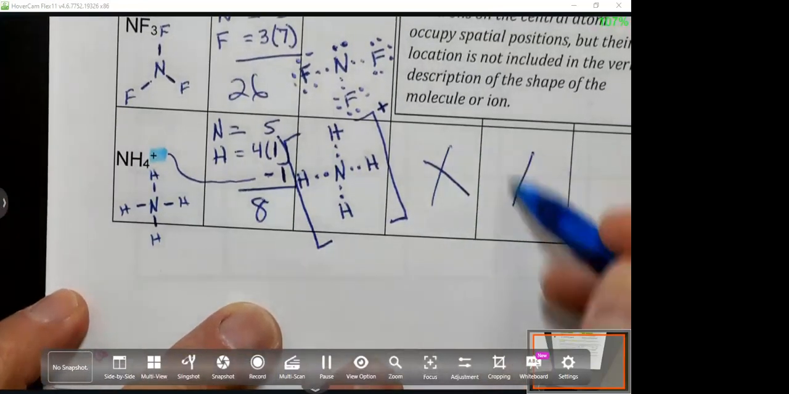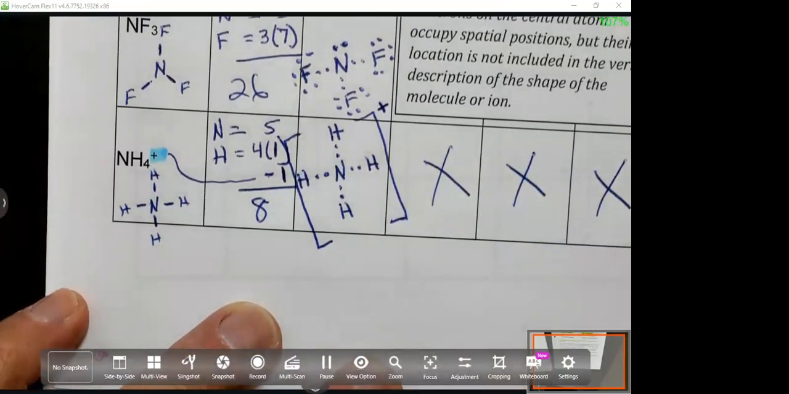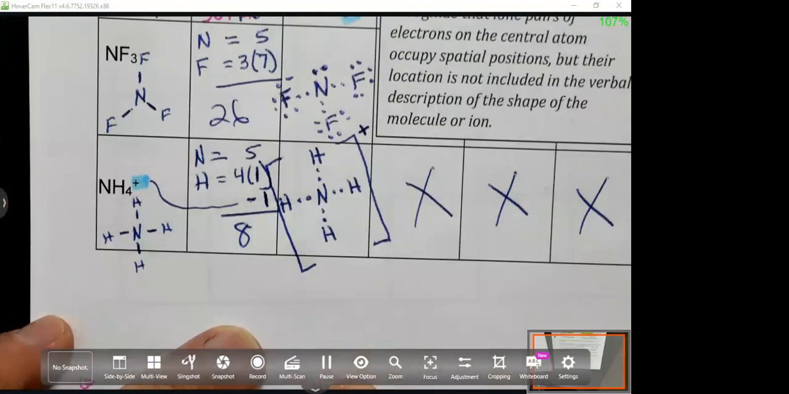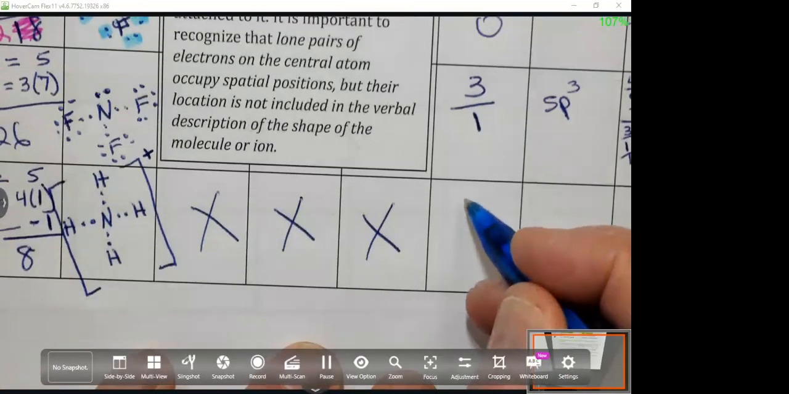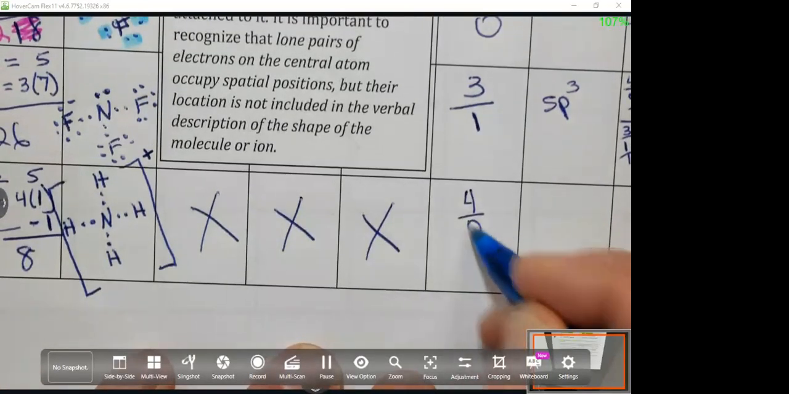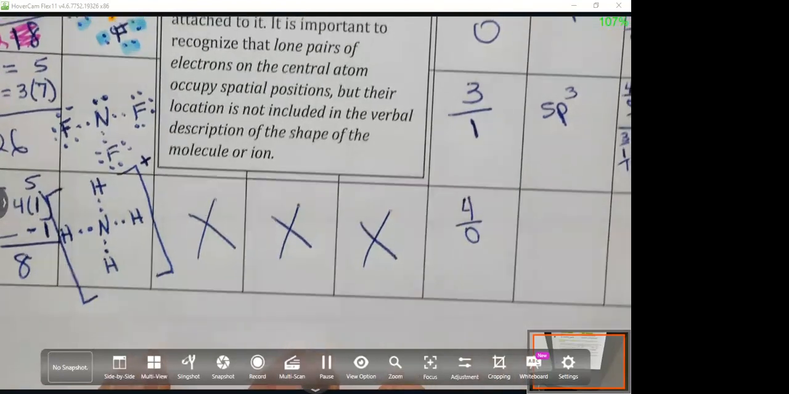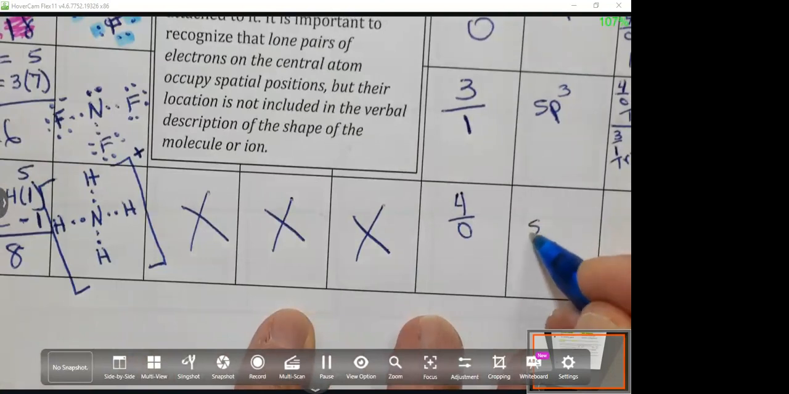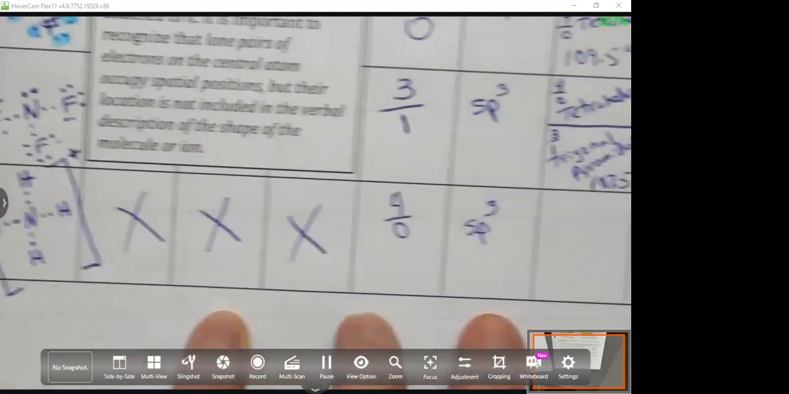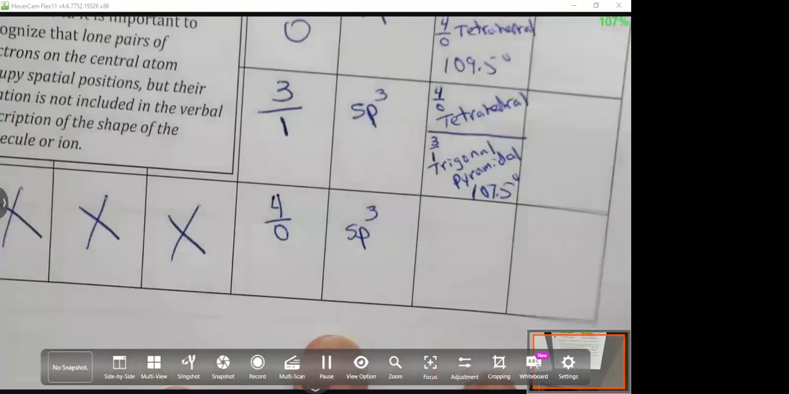So there are no multiple bonds. There is no resonance structure 1, resonance structure 2. We'll get to all that. My bonding domains is 0, yes. My hybridization for a 4-0 is sp3. We'll talk about that.